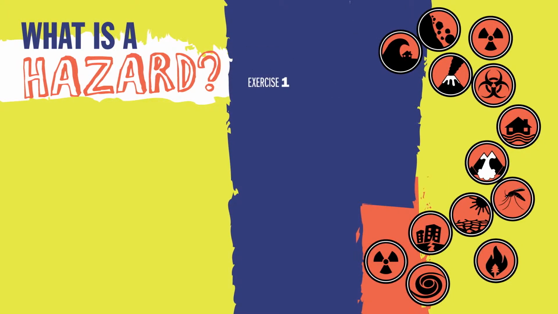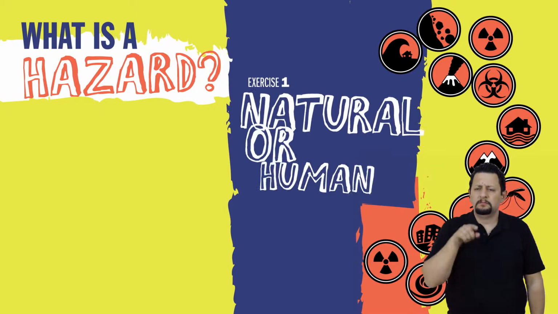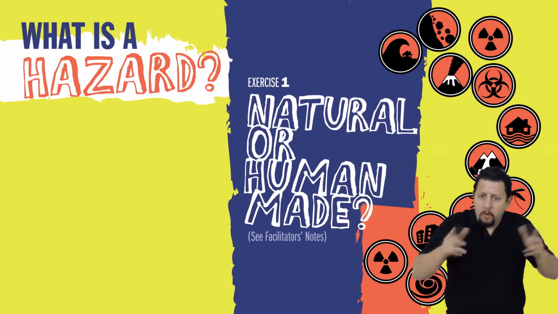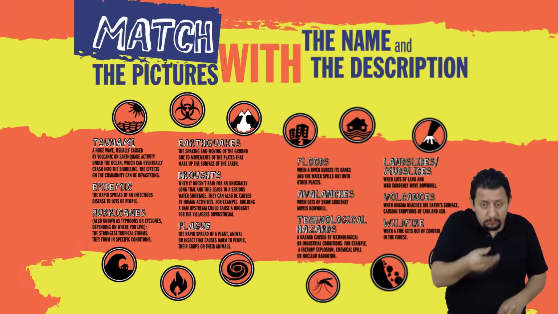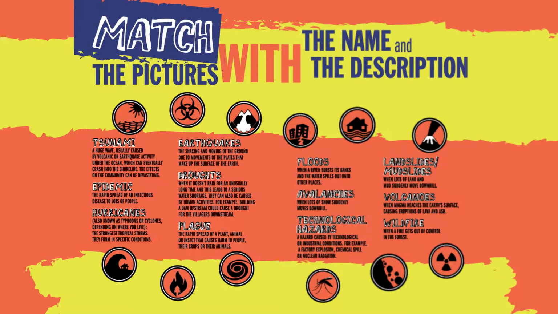On the left, what is a hazard is written. On the right, various warning symbols. Exercise 1. Natural or human-made? See facilitator's notes. Descriptions as follows. A big wave approaching a house.